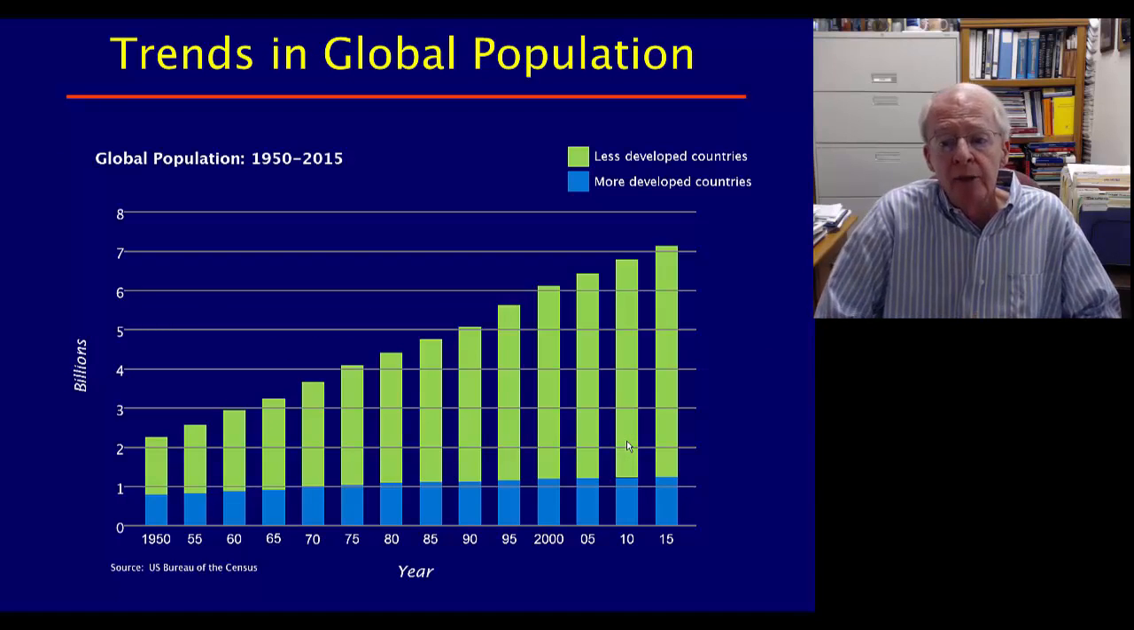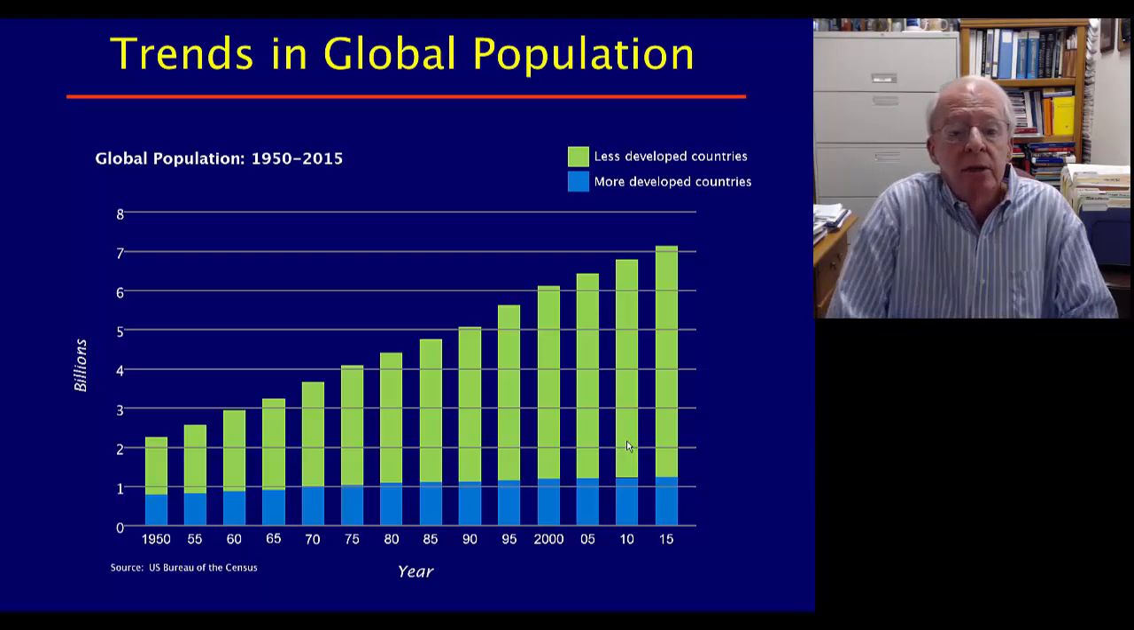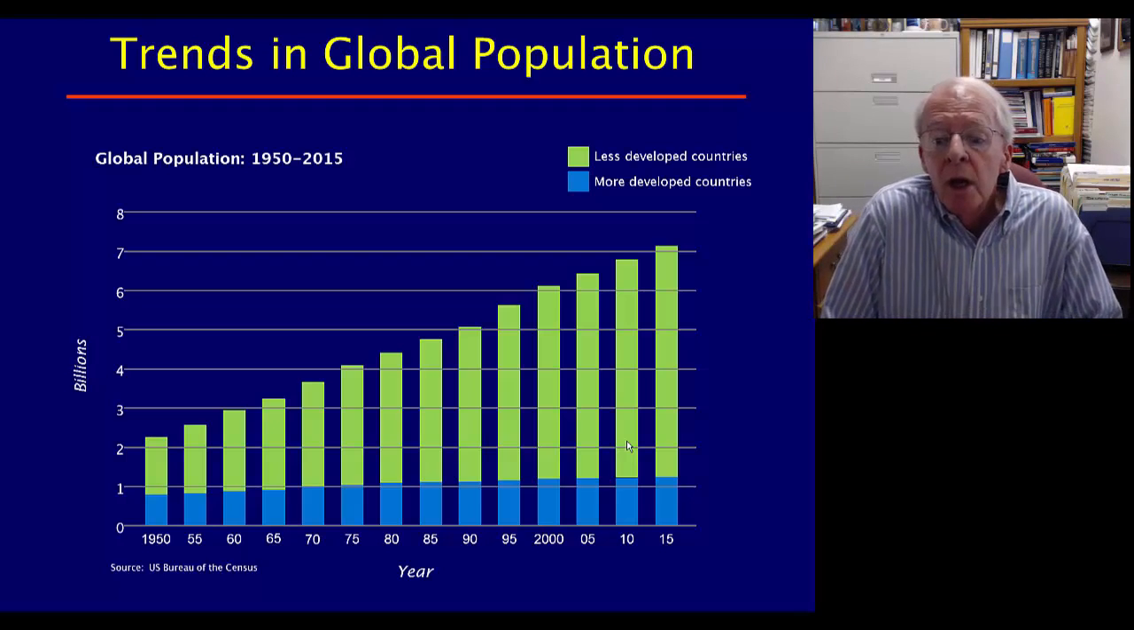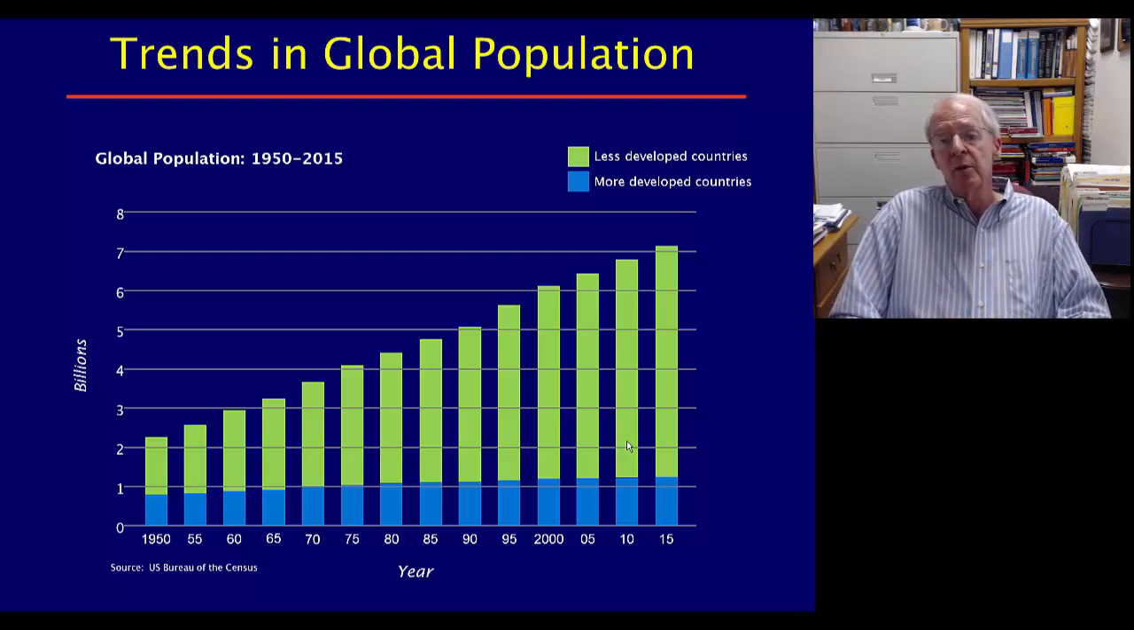Trends in global population. The global population is increasing. As you know, we recently passed the 7 billion people number. Almost all of this growth, population growth, as you can see in the green portions of the bars in this slide, is attributable to less developed countries.